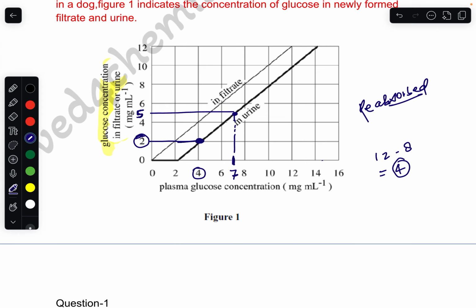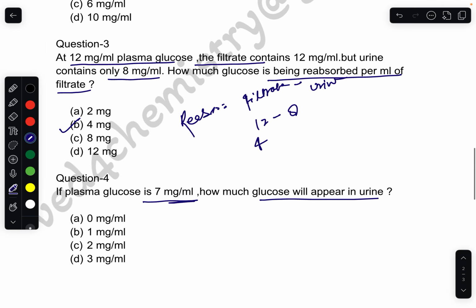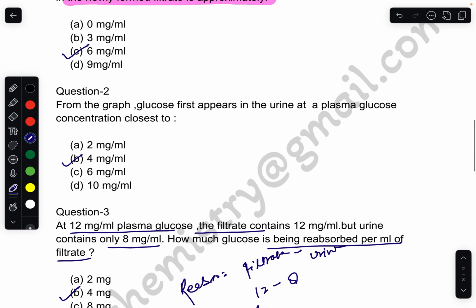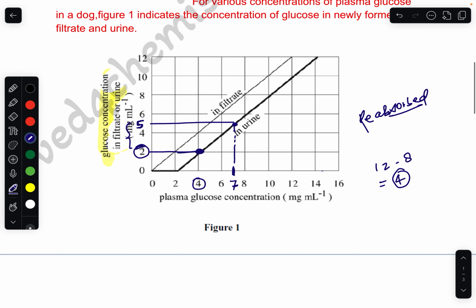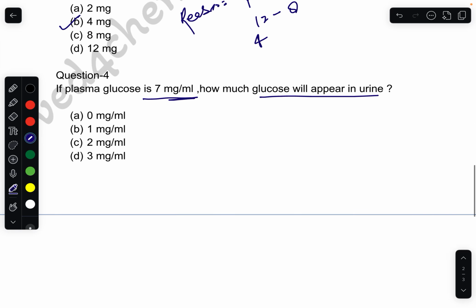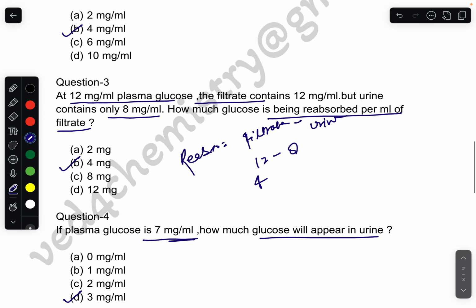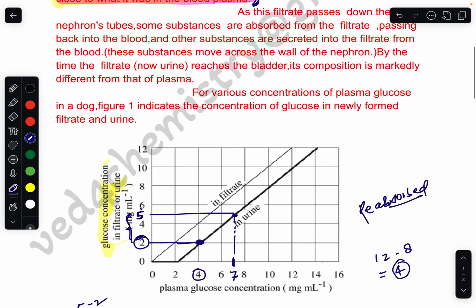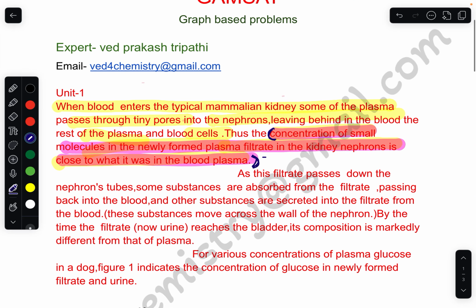As you can see, because the question is asking how much glucose will appear in urine, we have to figure out the difference of 5 and 2. You know that 5 minus 2 is 3 mg per ml. Makes sense? So this difference is 3 mg per ml. This one is from graph interpretation. Thank you so much for watching this.